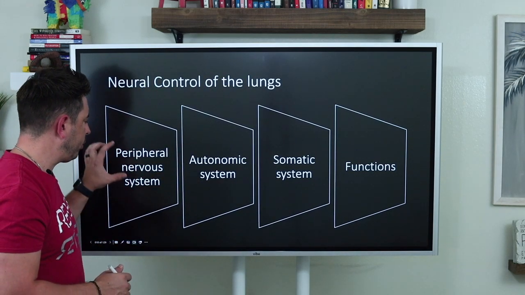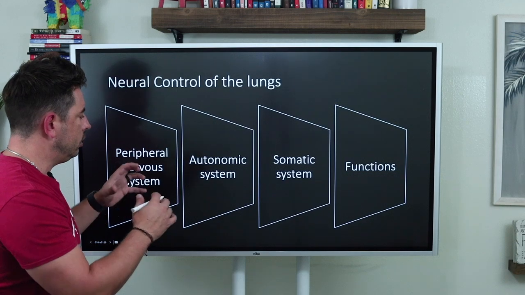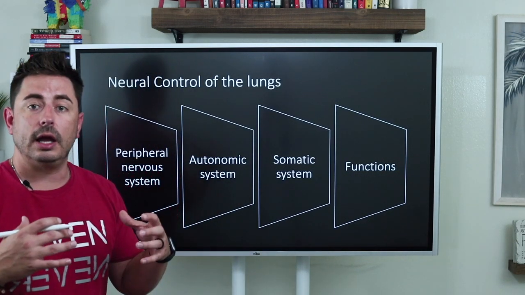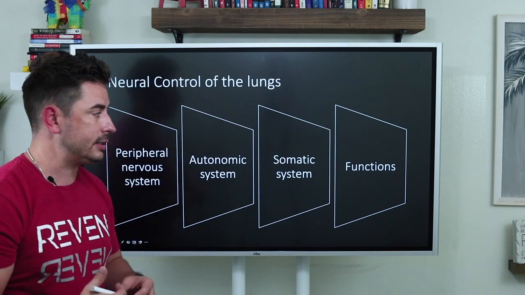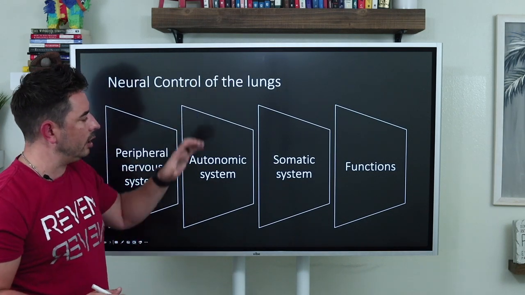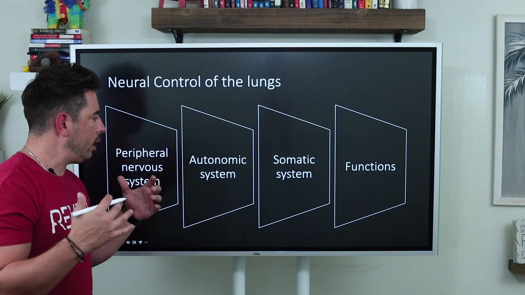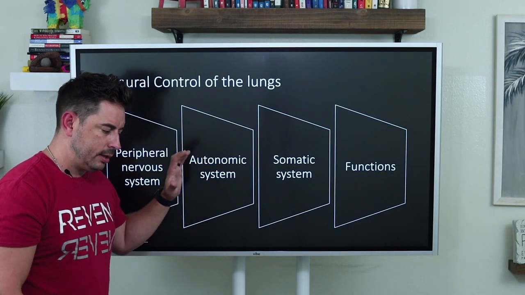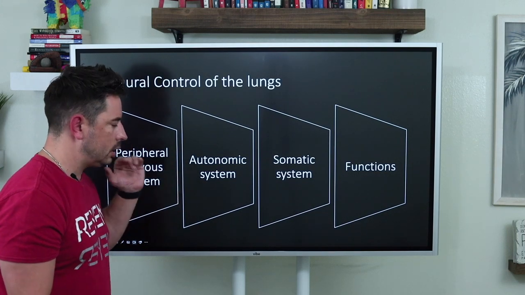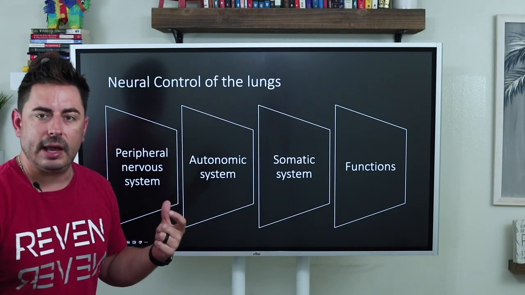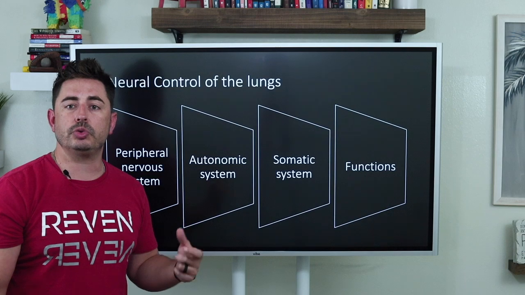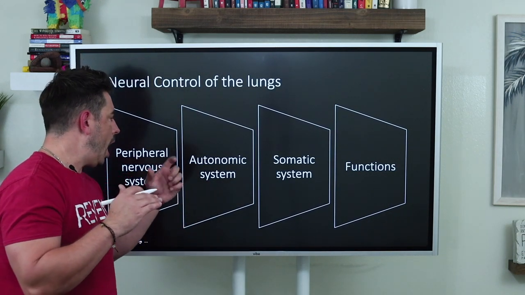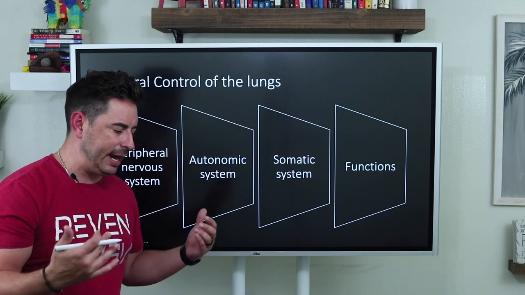This is part of the peripheral nervous system that uses the autonomic and the somatic system so that pulmonary circulation can take place, so that the neural control of the lungs can take place. And what I mean by the autonomic system, this is the automatic system. This is what we use when we're not thinking about taking a breath. This is what we use when we don't think about making our heart beat. So the autonomic system is the automatic system.